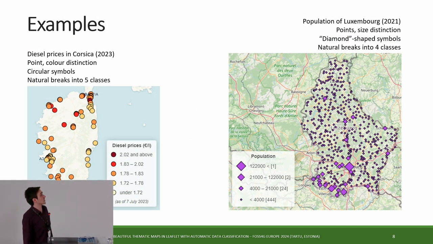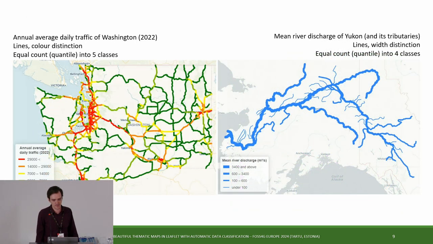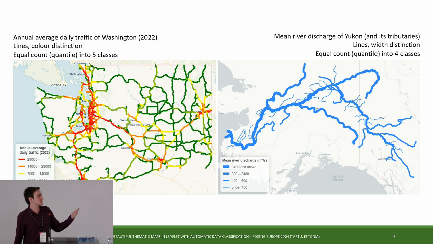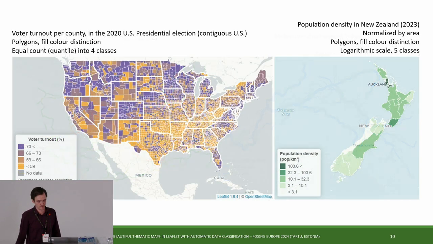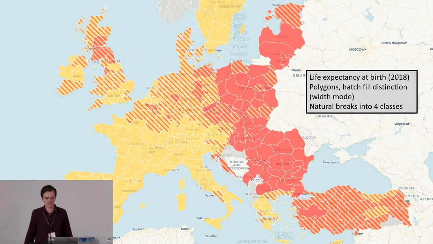So just quickly, some examples created with this plugin. These are just sample data sets. These are points distinguished by color and symbol size. These are lines, again based on color and line width. I think it's quite cool to create some of these maps, especially for river discharge, with the width. For polygons, these are both distinguished by fill colors. As I mentioned, it also supports hatch fills. That's the more interesting or traditional part of cartography. This map is created with that.